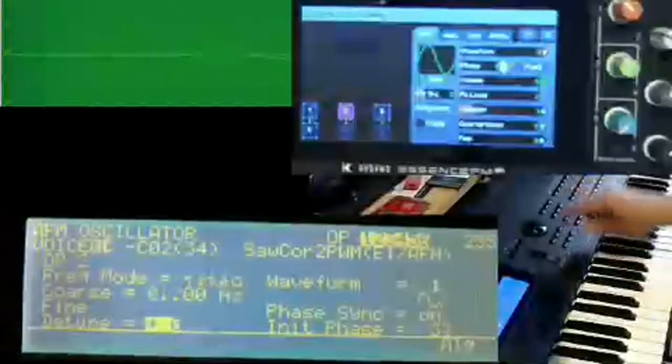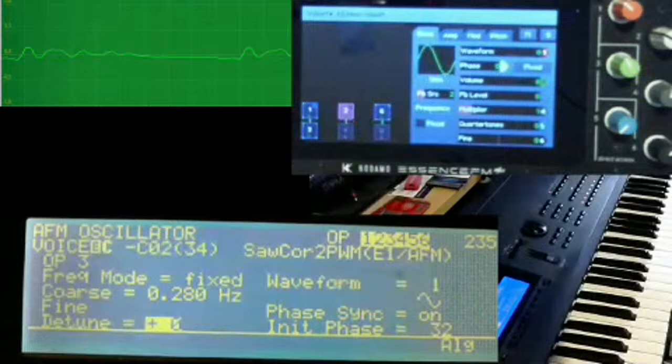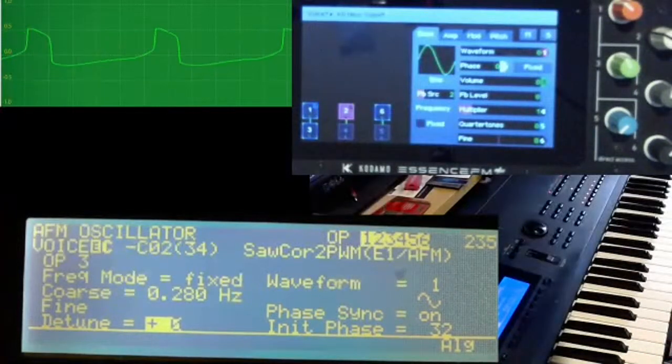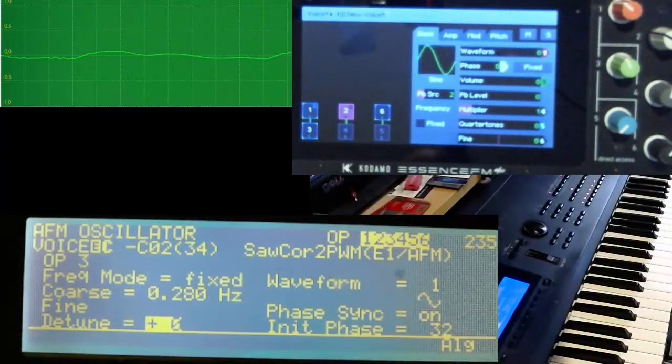So remember our operator 3, we've got our phase modulation of operator 2 controlled on the mod wheel. Unfortunately, you can't see me playing around with it here, but I'm going to crank it all the way. Put it at half. So now you can see I can dynamically control the depth of the effect.